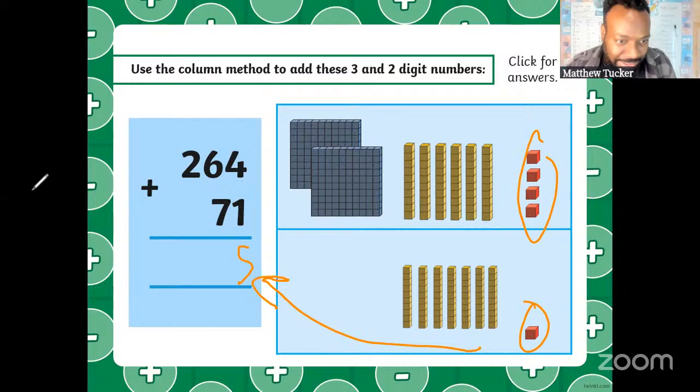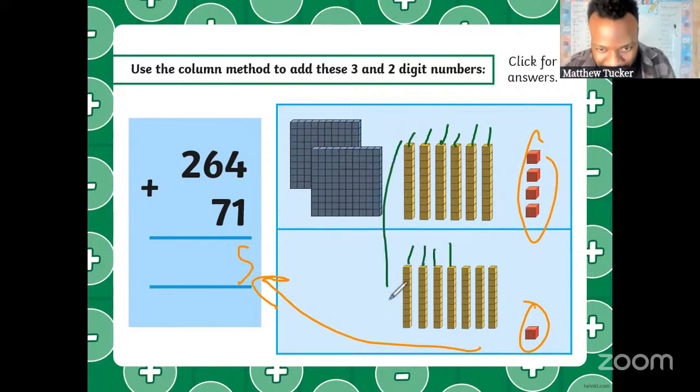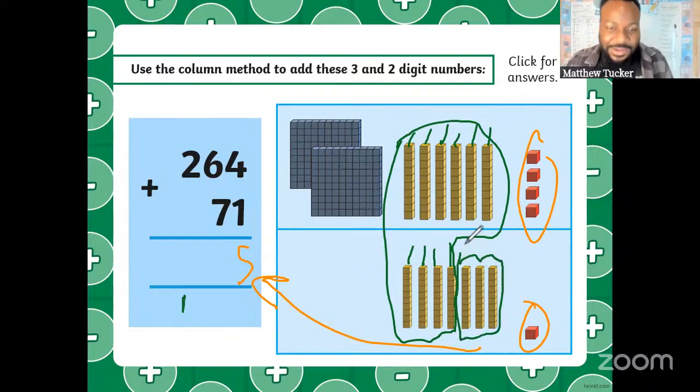So use a bit of color coding here. And then we've got the 10s here. We've got 1, 2, 3, 4, 5, 6. And we'll need 1, 2, 3, 4 more to make a 10 group. So that will carry over here. And we've got 1, 2, 3 left over. So it should be a 3 is 13. Okay. All right, 335. Well done. Yes, indeed. Okay, cool. And the 3 and the 1 that you've carried over makes 335.